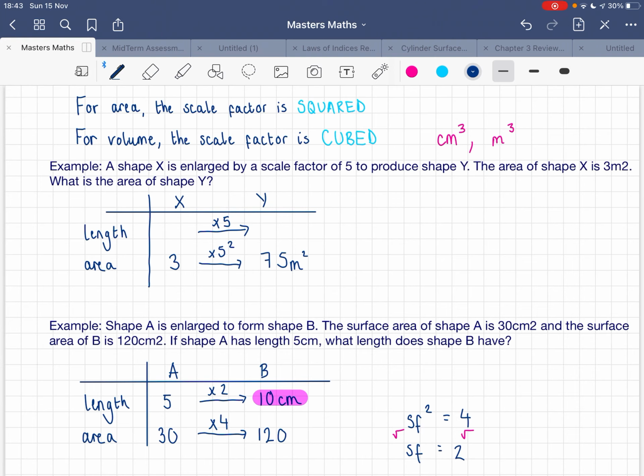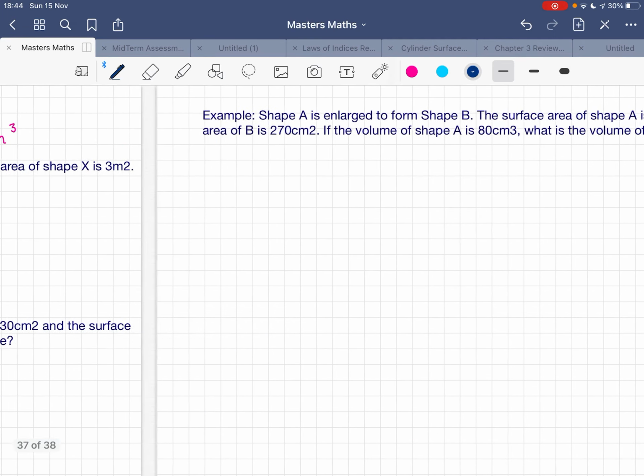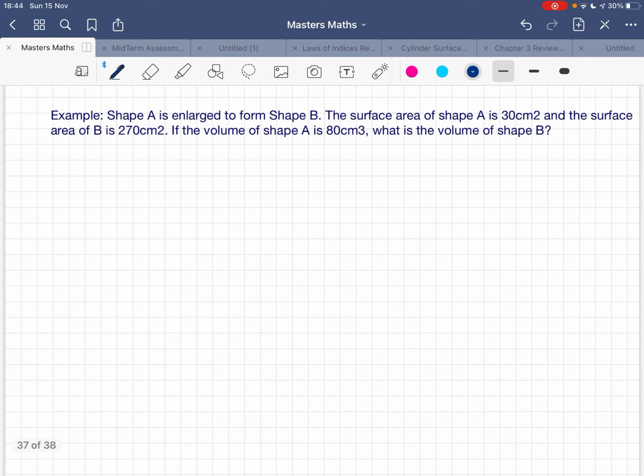Okay, so you do have to watch out for those types of questions. A really common mistake is that you would times 5 by 4, because that's what you've timesed the area by. But you have to remember that that 4 is already the scale factor squared, so you have to reverse that squared to work out what the original scale factor actually was. Hope that makes sense. The next question is kind of similar, but using volumes as well.